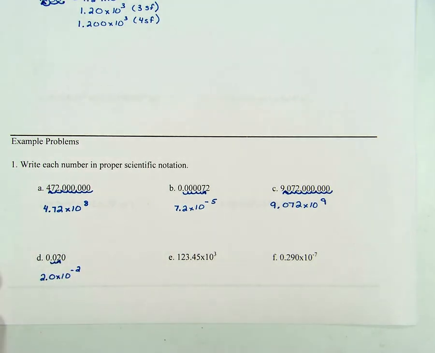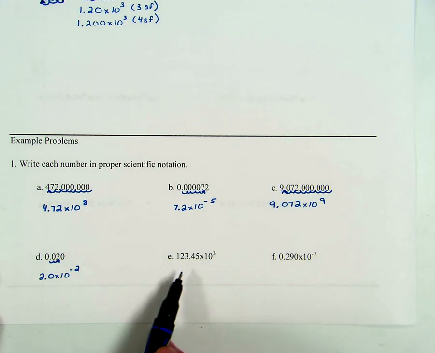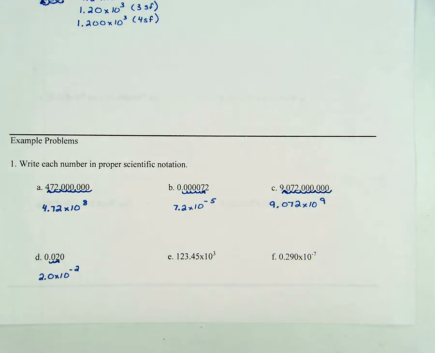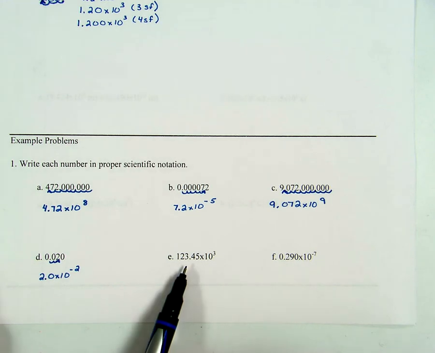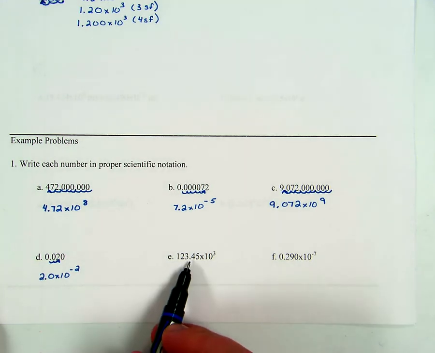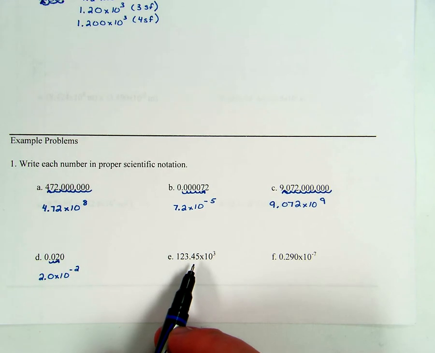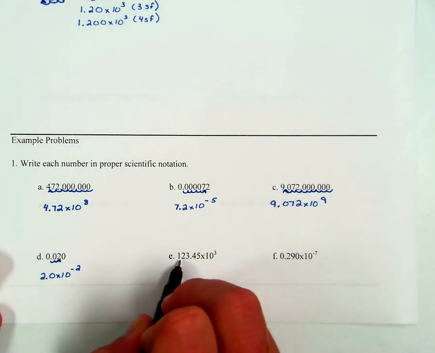Okay. Now, E and F are a little different. It already looks like it's in scientific notation. However, take a look at E here. You'll see that the decimal is not in the right spot. It should be a place where there's only one non-zero digit to the left. It should be here between the 1 and the 2. So we need to move it left 2 places.